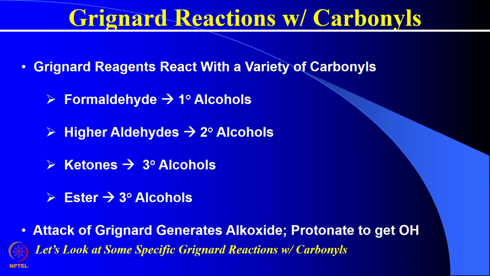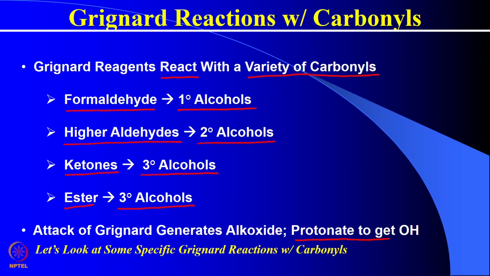So when you use these Grignard reagents with different carbonyls, you get different types of products. Grignard reagents react with a variety of carbonyl compounds. If you treat formaldehyde with a Grignard reagent, you will get a 1 degree alcohol. Any other aldehyde will lead to 2 degree alcohols. Ketones will form 3 degree alcohols, and esters also will form 3 degree alcohols. So, attack of the Grignard reagent generates alkoxides, which are protonated to get the OH substituted compound.